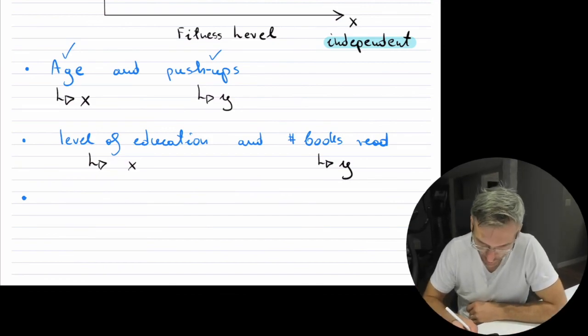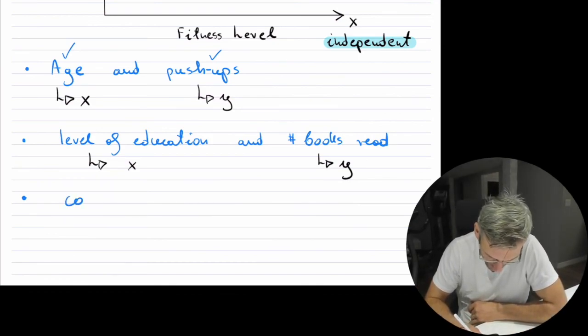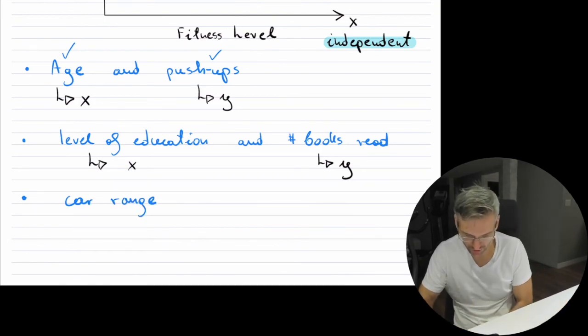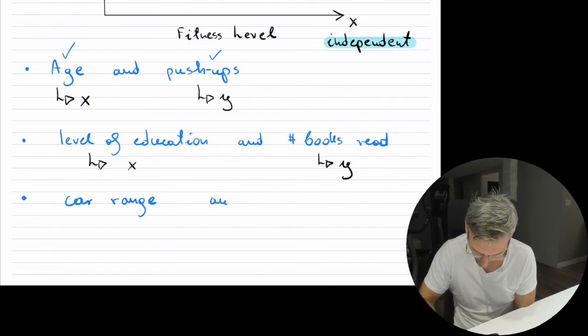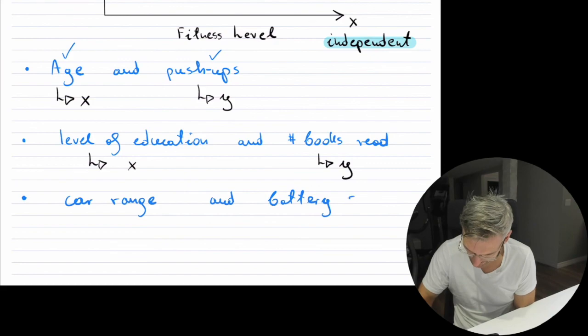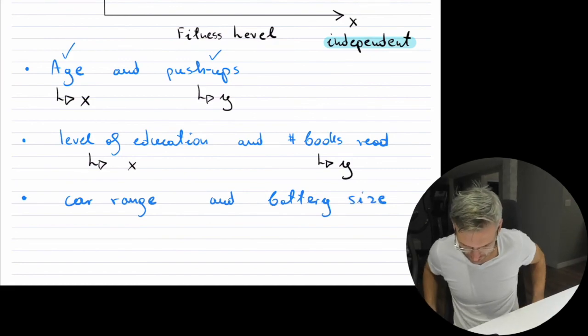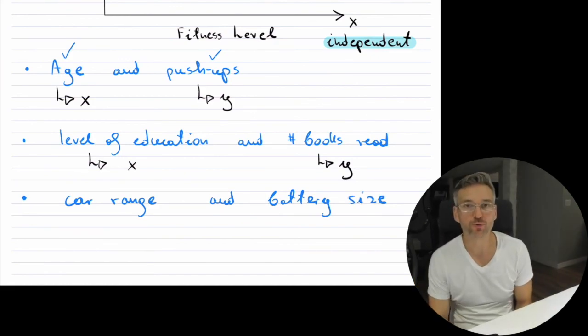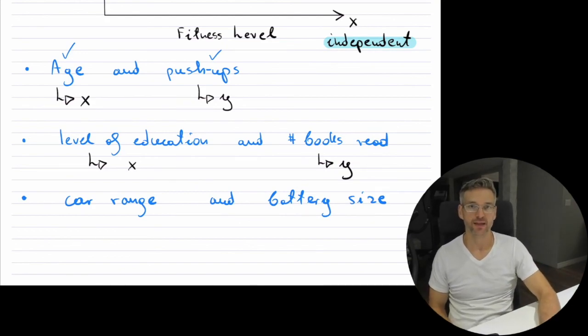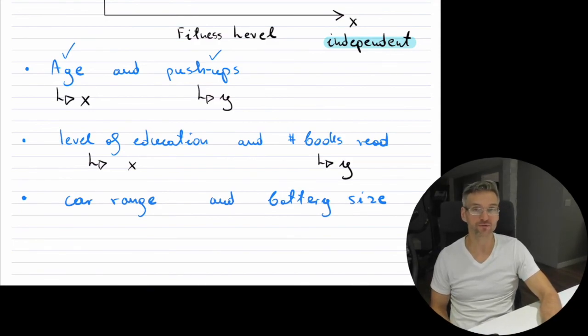Let's say we have car range. Now that we're getting more and more into electric cars, car range, so how far you can go, and battery size. So which one would be dependent and which one would be independent? You may have to know a little bit about electric cars, in terms of car range and battery size, but intuitively you should kind of know.